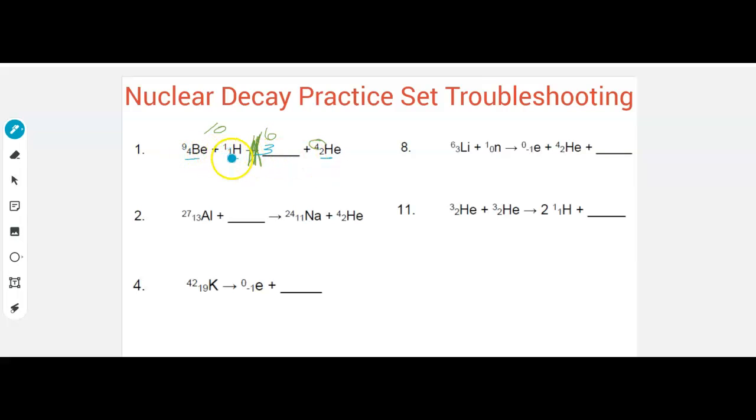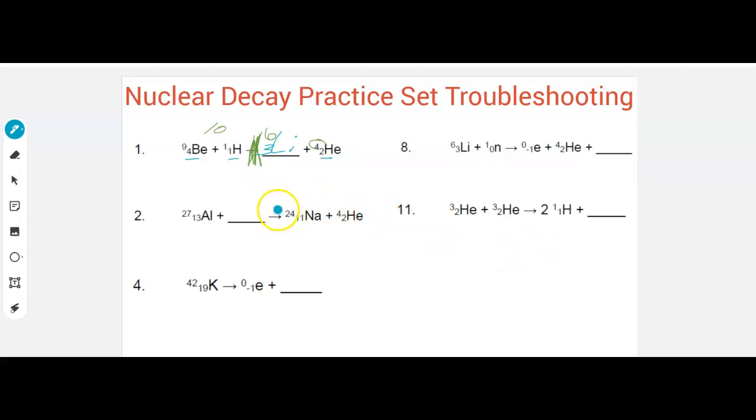and that matches 4 plus 1. When I look up element number 3 on the periodic table, it is lithium, and that solves that problem. So this idea that we're going to look at the two sides of the arrow and make the top numbers equal and the bottom numbers equal is how we're going to solve all the problems.